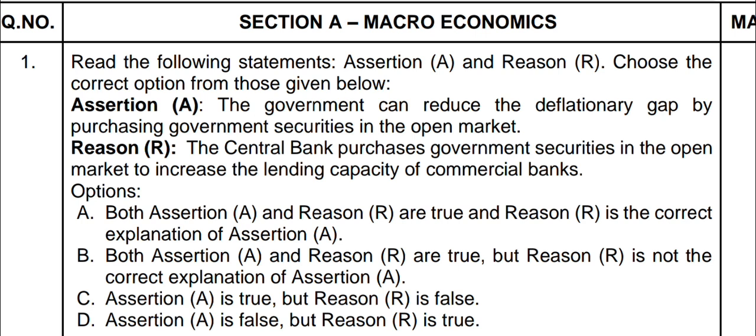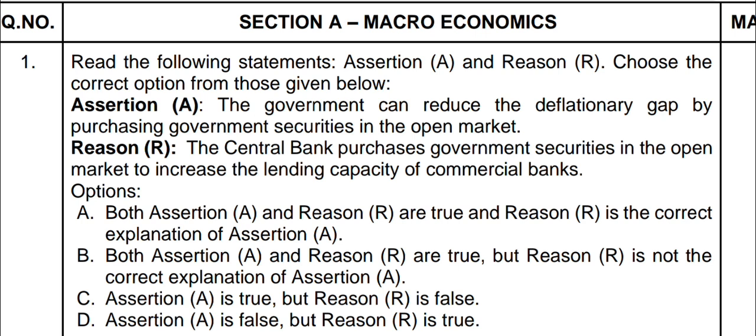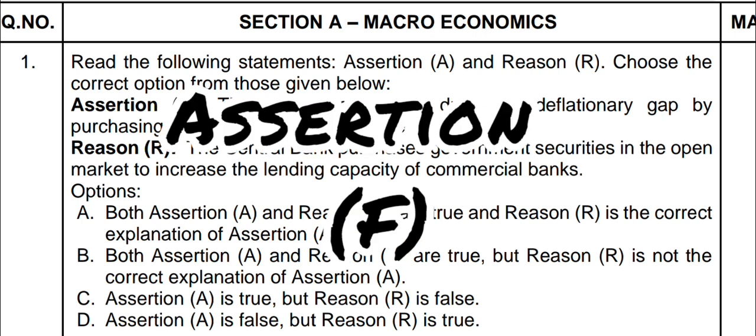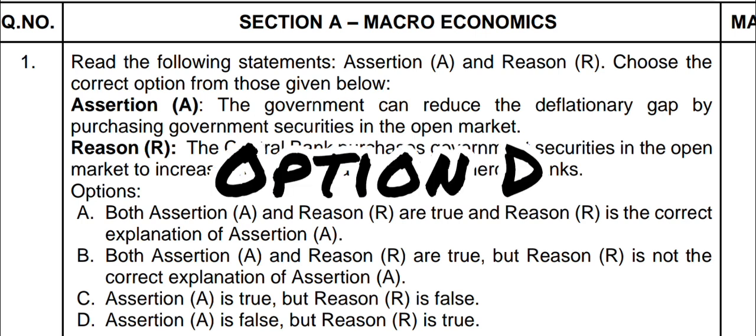Every time you come across assertion and reason type MCQ in your question paper, first identify whether they are true statements or not. Mark the statements as true or false. If the assertion is a false statement, without much thought, you can choose the option D, because that is the only option which says assertion is false.